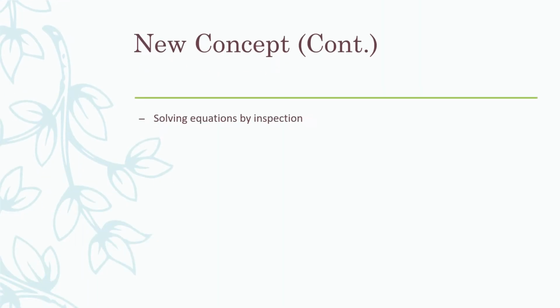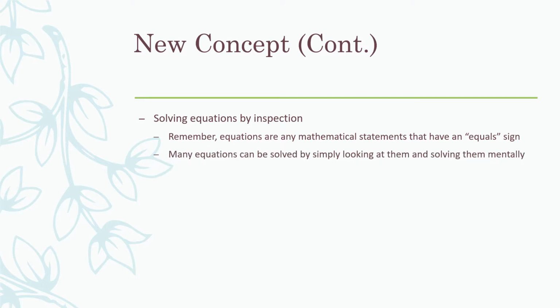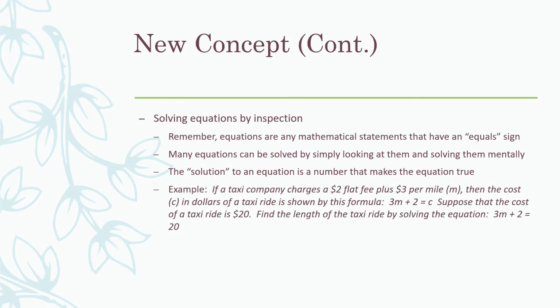The other thing we're doing today is solving equations by inspection. Equations are any mathematical statements that have an equal sign. A lot of these equations we can solve just by looking at them and solving them in our head. And when we keep saying solving, a solution to an equation is a number that you use for the missing number, the variable, that makes the equation true. So here's an example of us doing this.